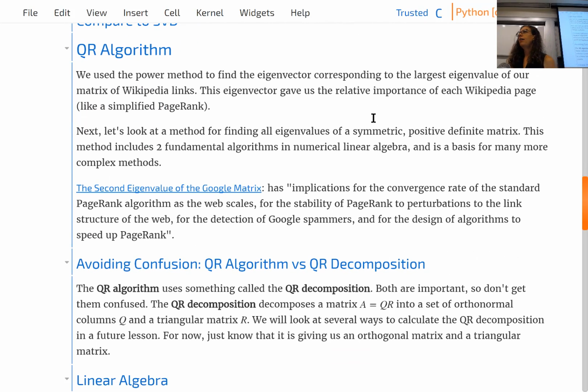Any questions on that, what we did last time? Okay, so we'll go on to the QR algorithm.